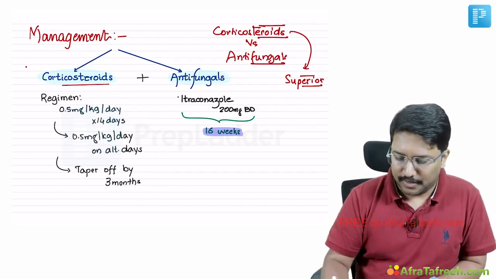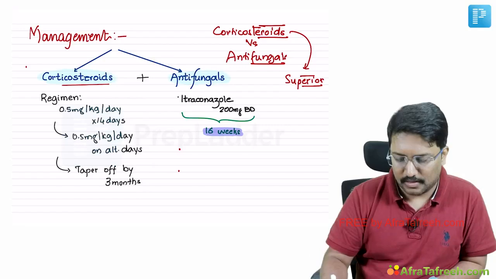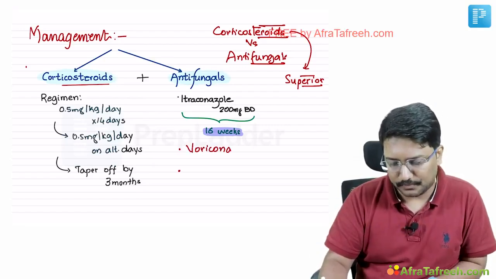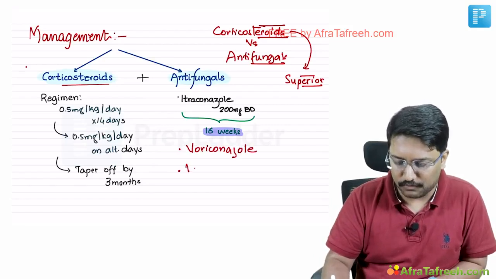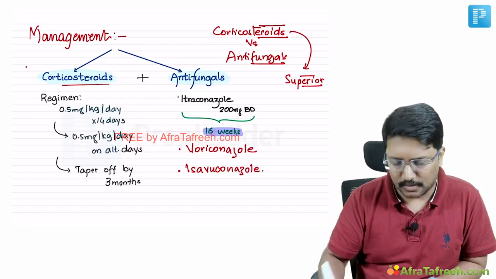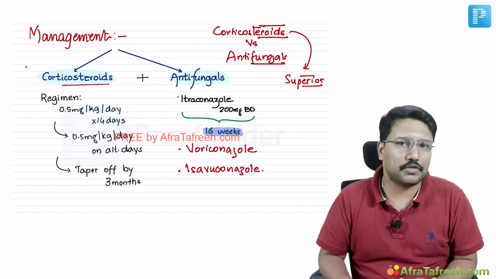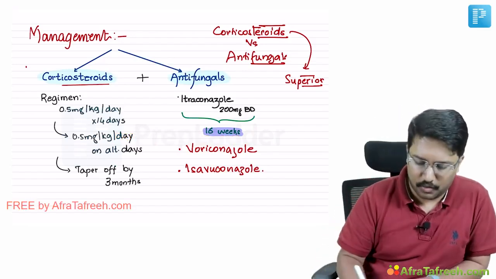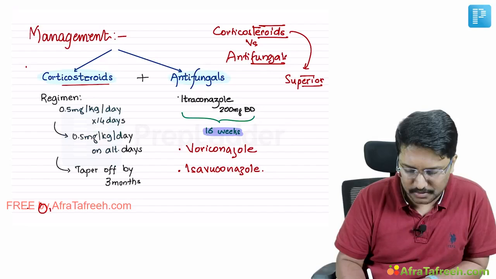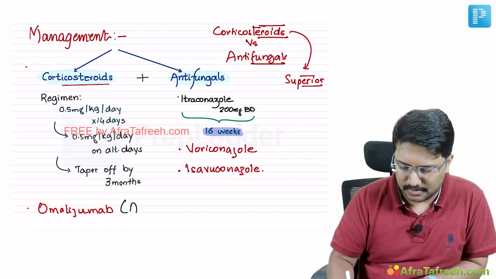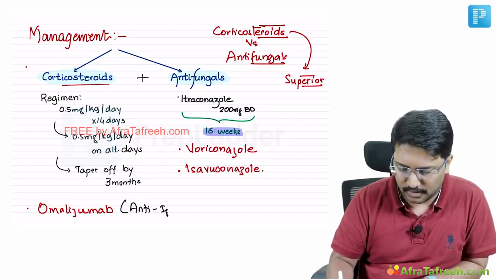Okay. Now, if itraconazole is not what you want to consider, then what are the alternatives? You can consider voriconazole as an alternative, or you can also use isavuconazole as an alternative. Okay. What if a combination of steroids plus antifungals fails to achieve remission? What else can be offered to the patient? You can offer the patient omalizumab, which is a monoclonal antibody against IgE, right? It's an anti-IgE monoclonal antibody.